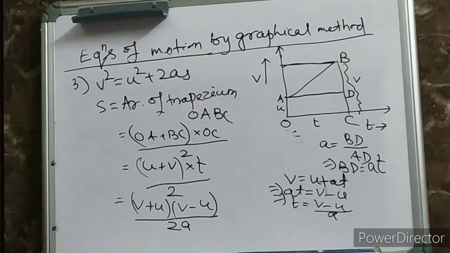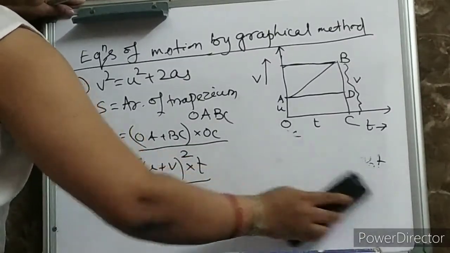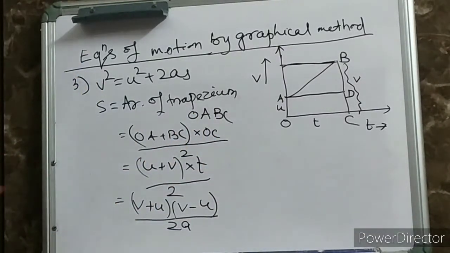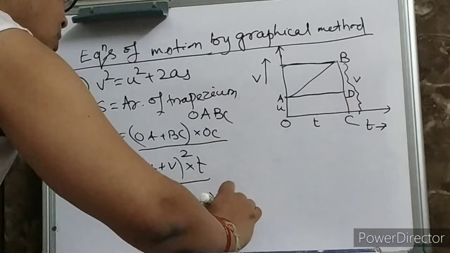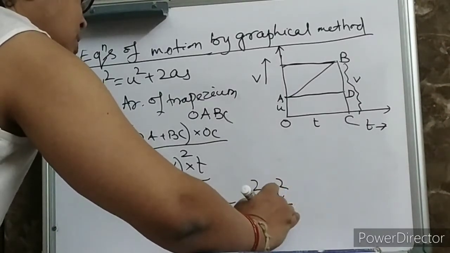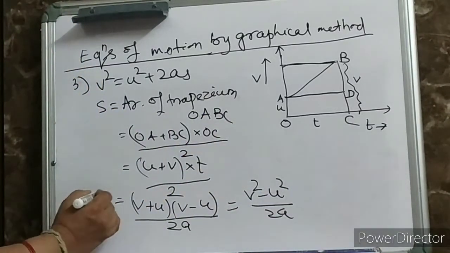Okay. Now let me erase this part. Now tell me, V plus U into V minus U. Algebra. A plus B into A minus B is A square minus B square. Very smart. Very good. So you will write V square minus U square by 2A. This is your S only.